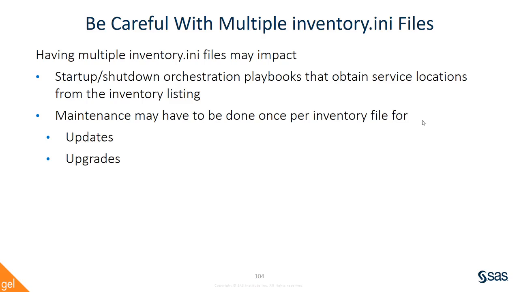So if I have my original environment that I can start and stop at will, I now need to create kind of a second orchestration to bring my secondary CAS server up independently. So it introduces a little complexity as far as some later processing. Updates. Updates are dictated by the inventory file, so if I have multiple inventory files, there's the chance that I have to run update multiple times, once per inventory.